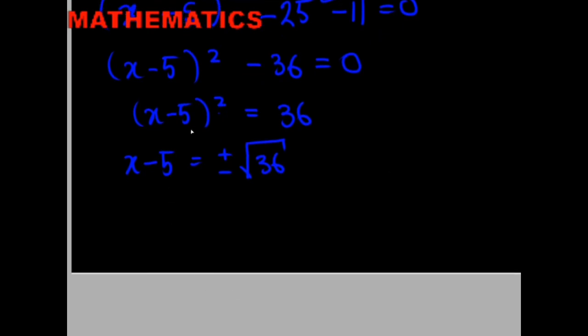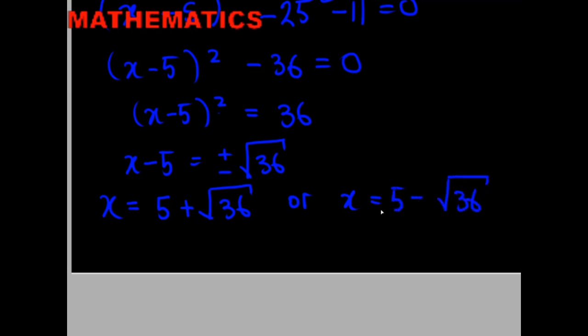Okay, so now if you go further, it's much easier to solve for x. So x is equal to 5 plus the square root of 36. Let me write it down like this so that you can see all the steps. The other one is x equal to 5 minus the square root of 36, because there are going to be two answers. So this is going to be 5 plus 6, which is 11, or x is equal to 5 minus 6, which is negative 1. And this here is your final answer.